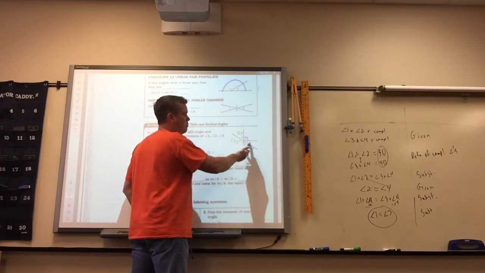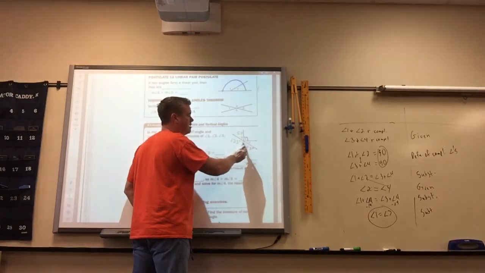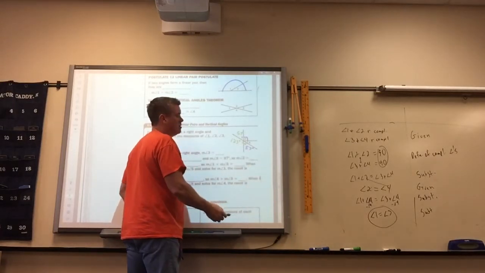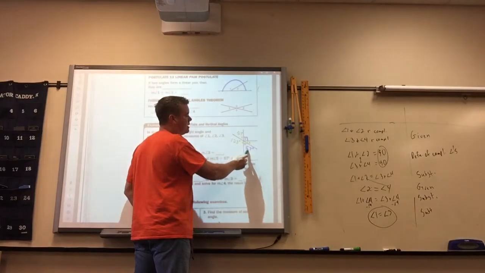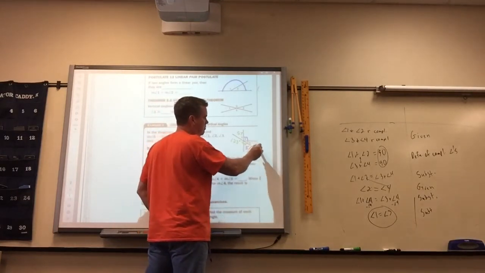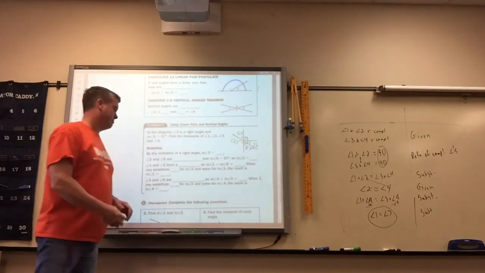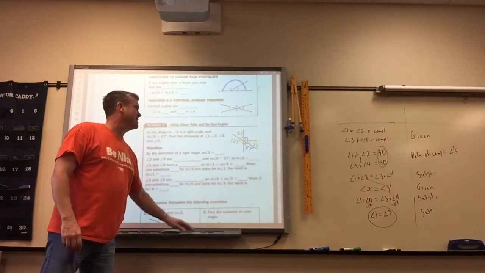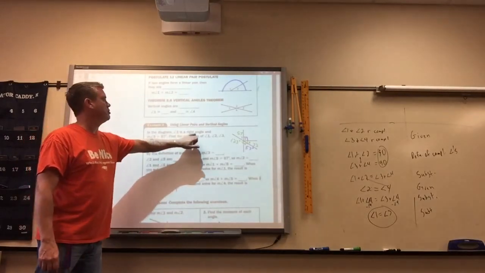123. 4 and 5 got to form a 90 because 3 is a 90. So just subtract that off of 90. 33. So then 3 is 90, but that was given to us.